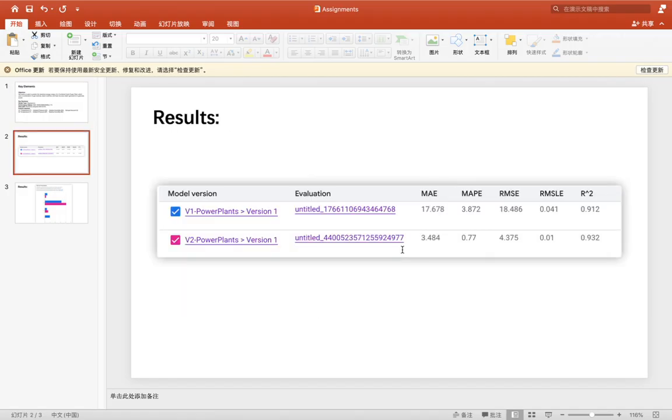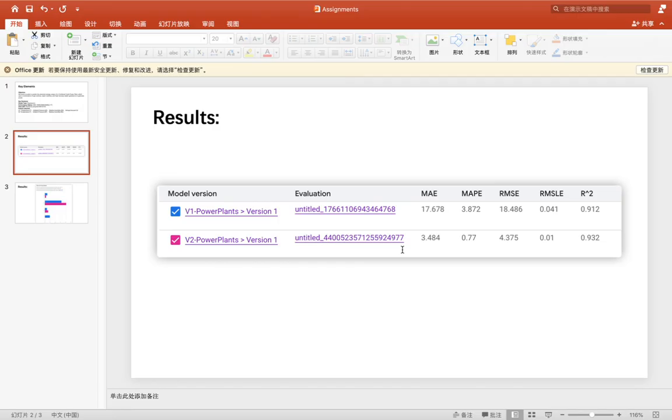Here are our training results. For V1, we included all four features, but we had a worse result, which is an MAE of 17.678 and an R square of 0.912. For version 2, which included only three features, we achieved a better result, with a significantly lower MAE of 3.484 and a higher R square of 0.932. So we have some key insights about the training.